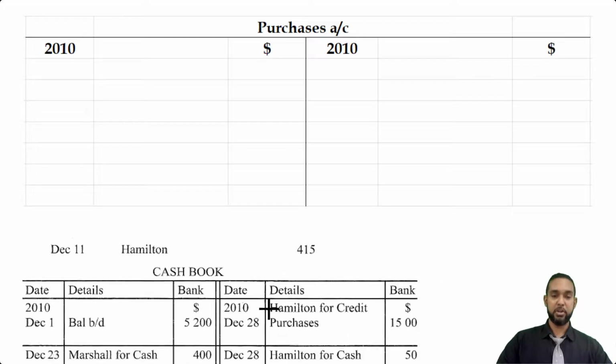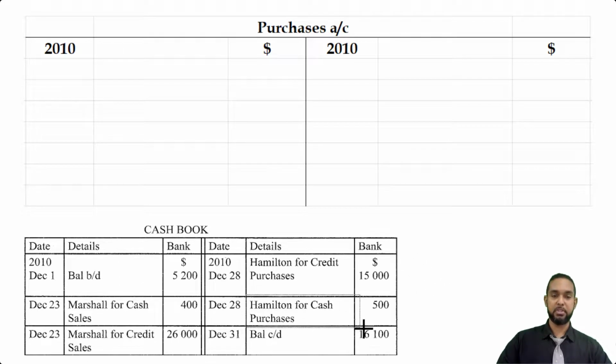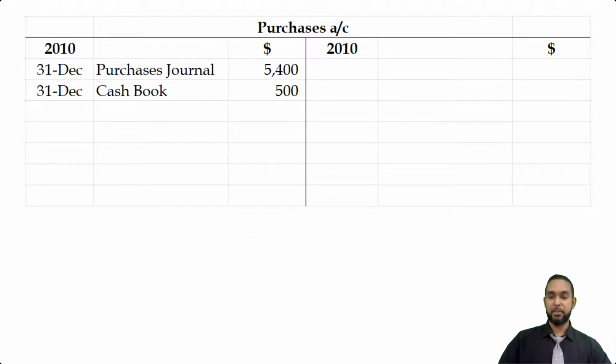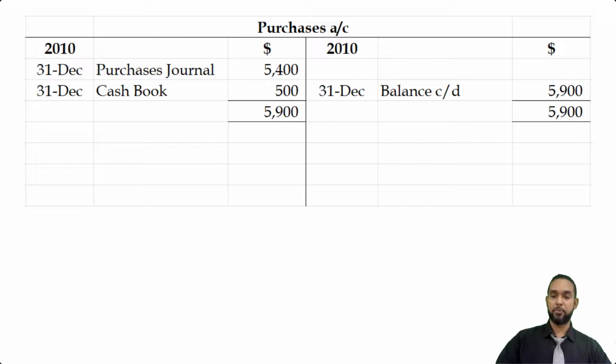And if we look down on the credit side of the cash book, we're going to see the one cash purchase item of 500. So both of those items are going to go on the debit side of the purchases account because purchases is an expense. And when you incur the expense, you have to record that on the debit side of the account. Now, of course, you're going to balance off with the balance being carried down from the credit side and then brought down on the debit side.